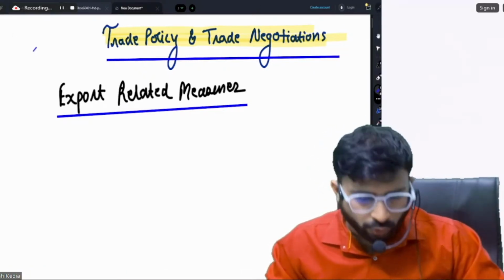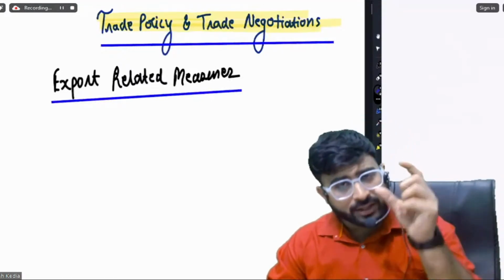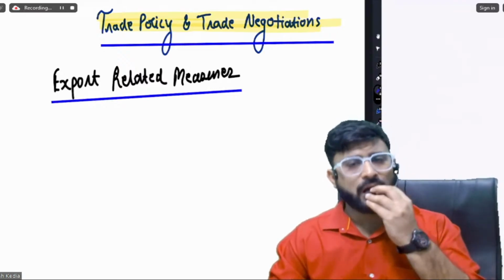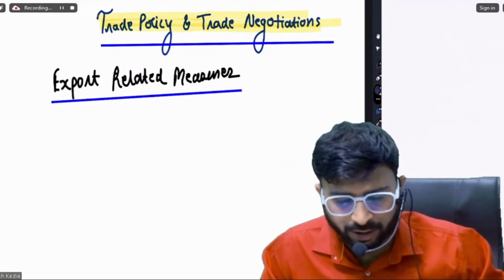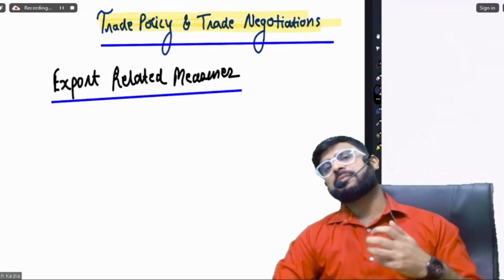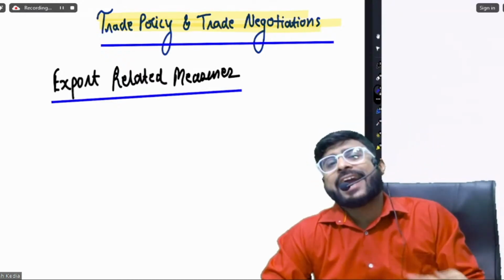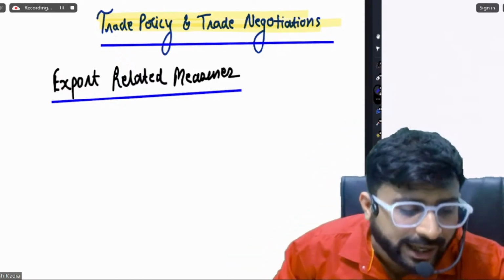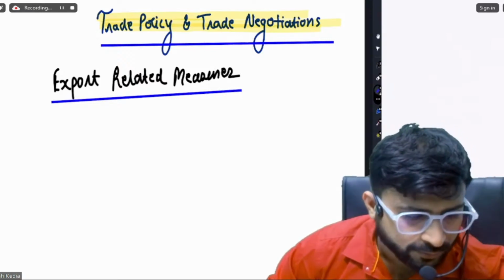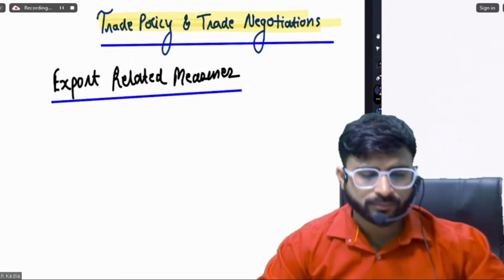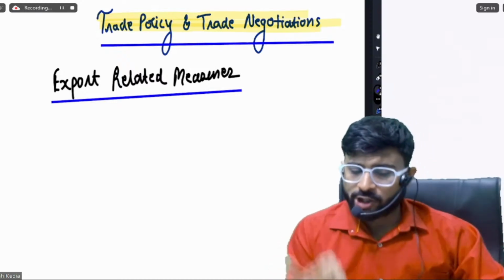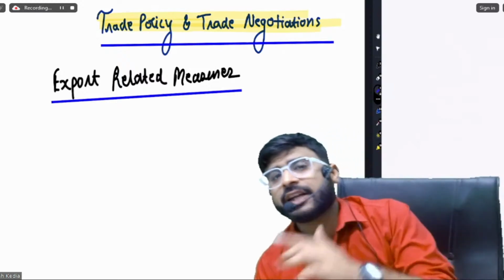Okay. So friends, as far as trade policy is concerned, we are going to study export related measures. Export related measures are undertaken by the exporting country. By who? By the exporting country. So here we are going to talk about measures taken by the exporting country.